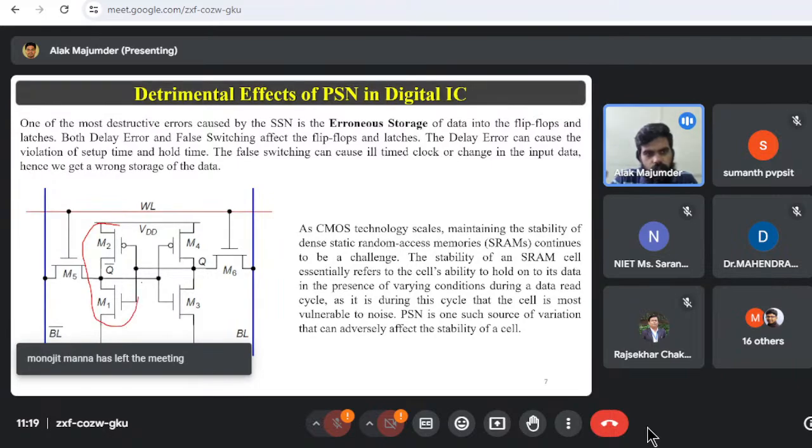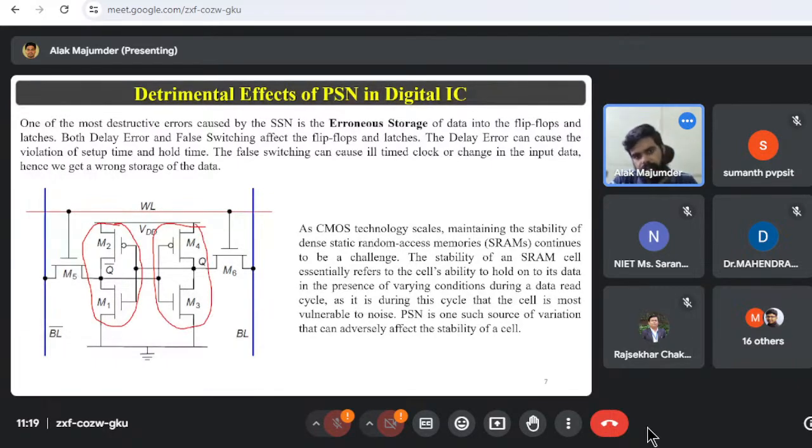If you properly follow, the SRAM works based on two inverters. This is one inverter, this is another inverter, right? So two inverters are connected back to back. That is the main thing. So for example, if VDD is different at two different inverters, the VTC of the two inverters will be different. And if we analyze the static noise margin, read margin, write margin, hold margin, that will get disturbed because of the impact of PSN.